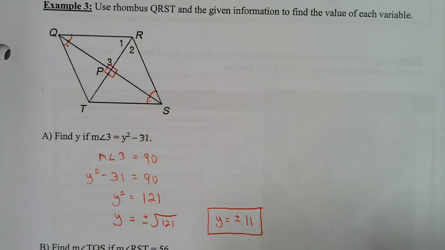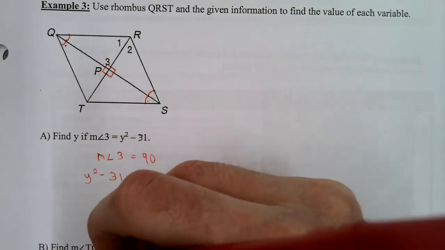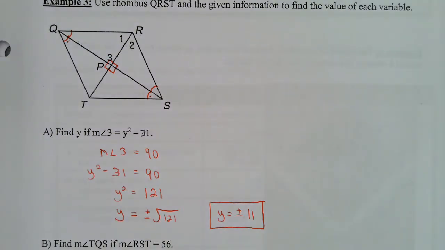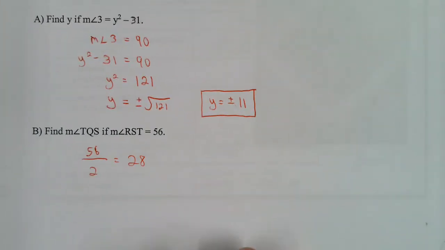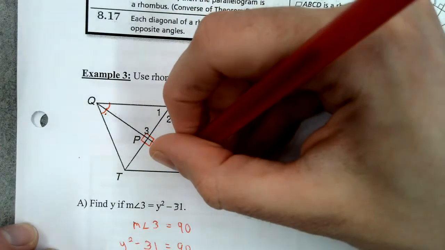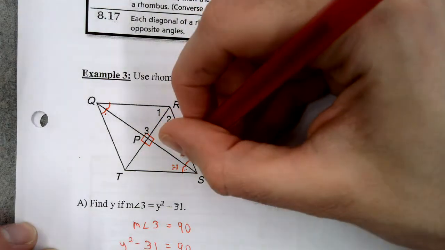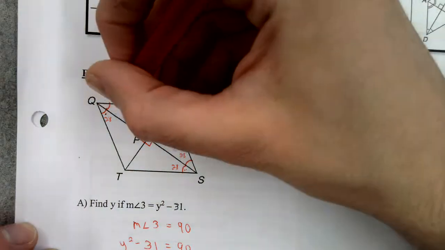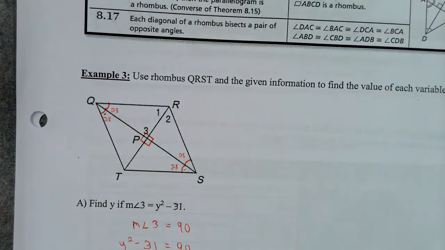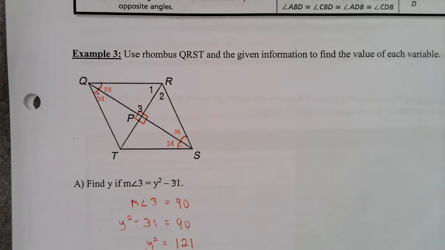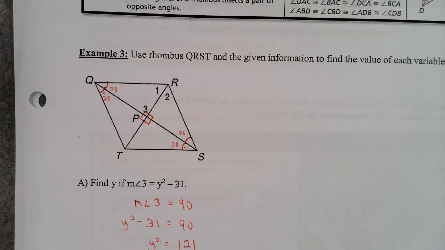So what you're going to do is 56 divided by 2 equals 28. That 28 applies to all four angles. So 28 is right there, 28 is right there, 28 is right there, and 28 is right there. So the final answer for that problem would be the measure of angle TQS equals 28 degrees.